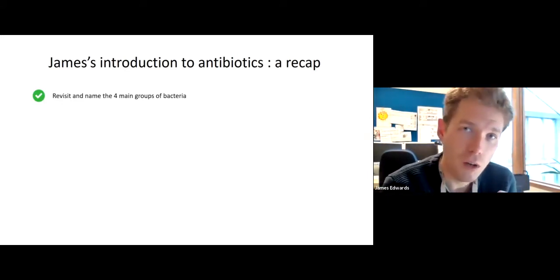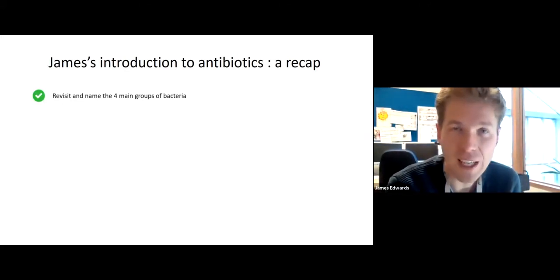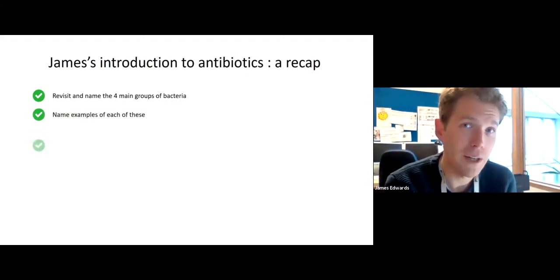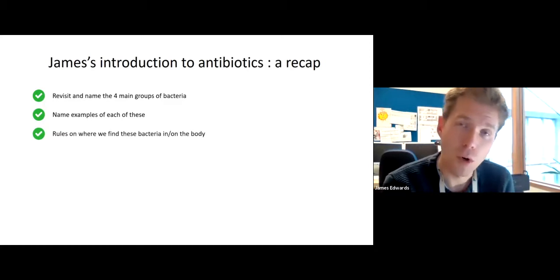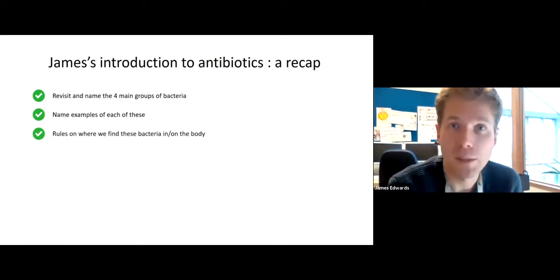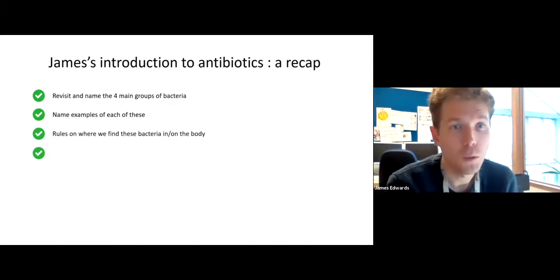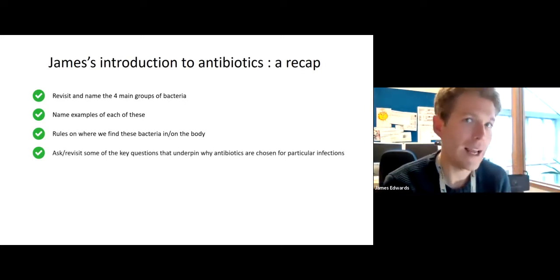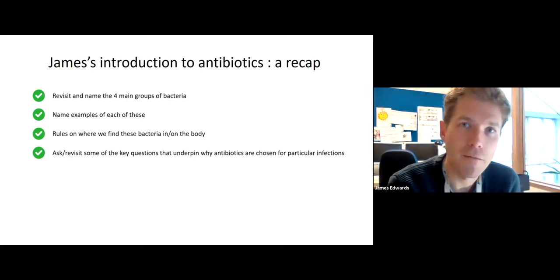Along the way, I will go through the 4 main groups of bacteria, which are the most important when thinking about antibiotics. I'll give you examples of all of those groups of bacteria, tips on the rules on where we find these bacteria in and on the body, and we'll go through some of the key questions that explain why antibiotics are chosen to treat particular infections.